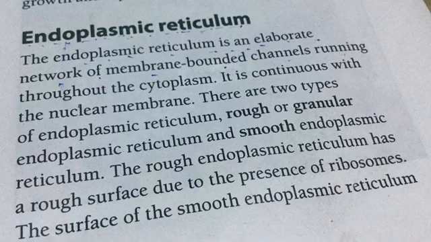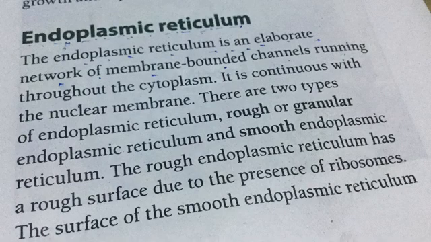Endoplasmic reticulum. The endoplasmic reticulum is an elaborate network of membrane-bounded channels running throughout the cytoplasm. It is continuous with the nuclear membrane. There are two types of endoplasmic reticulum: rough or granular endoplasmic reticulum and smooth endoplasmic reticulum.